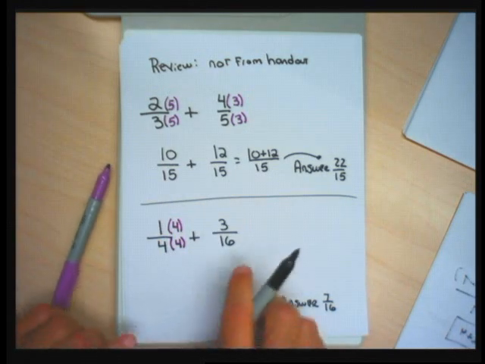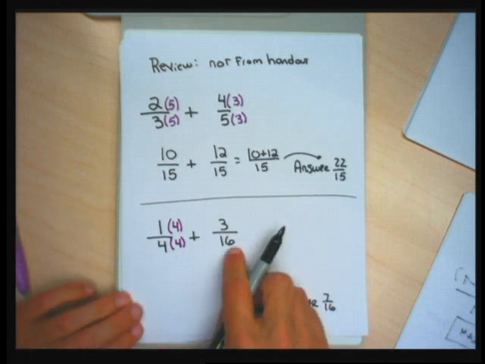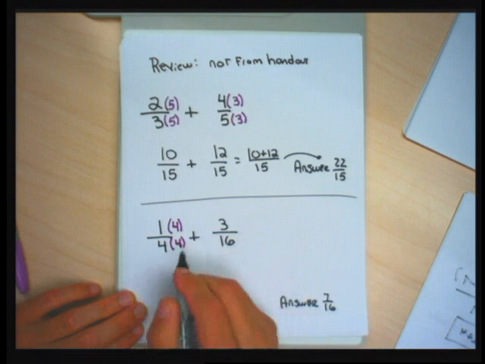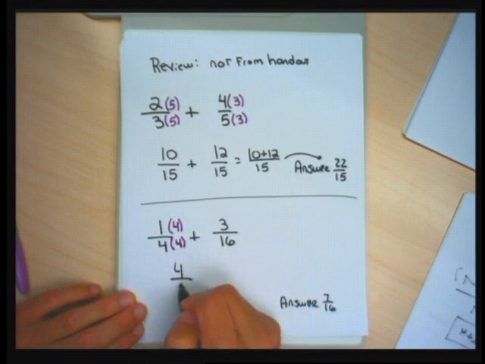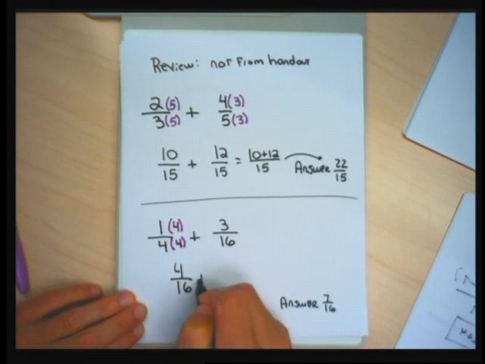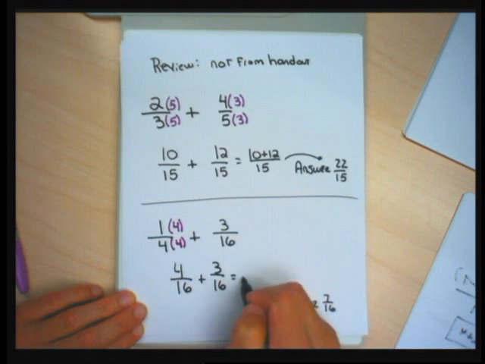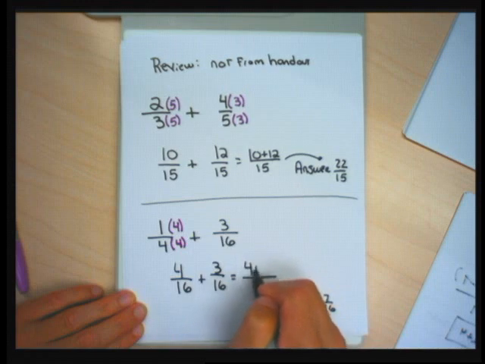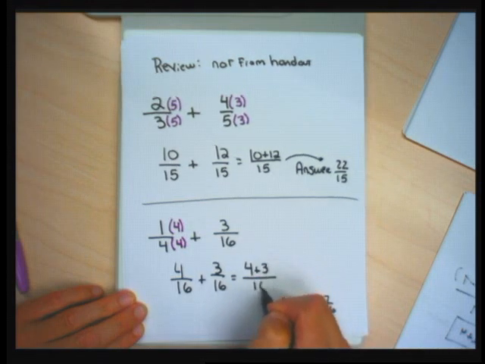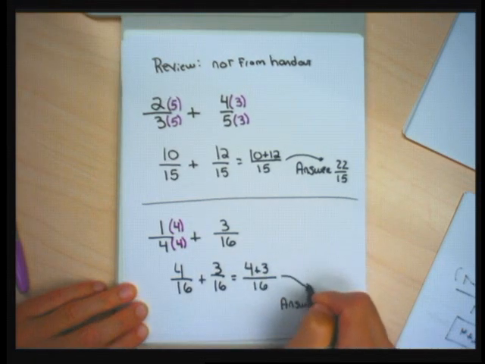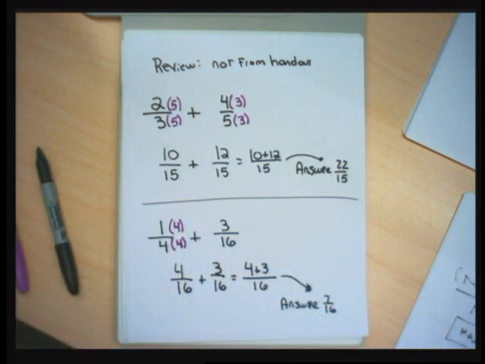The second fraction already has a 16 in the denominator. I don't need to multiply it by anything. I can leave it at 3/16. So I can rewrite the first fraction as 4/16, leave the second fraction 3/16, and then I could make the two fractions into 1 and make this 4 plus 3 over 16, and that will take me to 7/16.